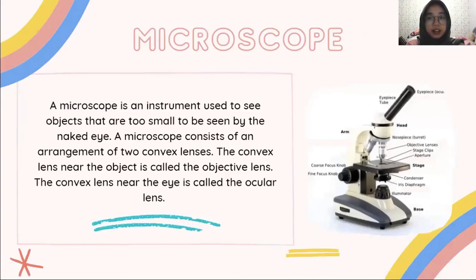Then the third optical instrument is the microscope. A microscope is an optical instrument used to see objects that are too small to be seen by our naked eyes. A microscope consists of an arrangement of two convex lenses. The first convex lens is near the object, called the objective lens, and the second convex lens is near our eyes, called the ocular lens.